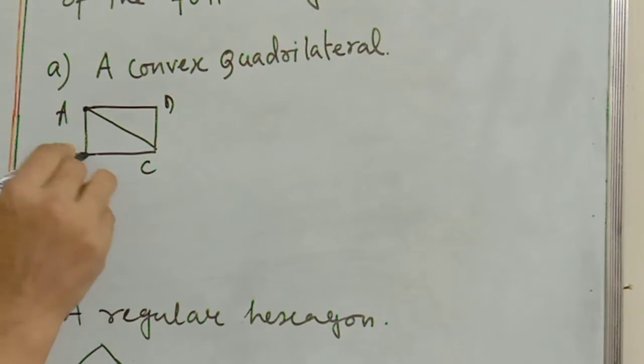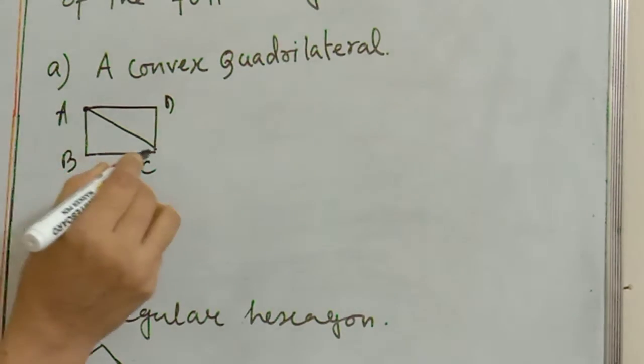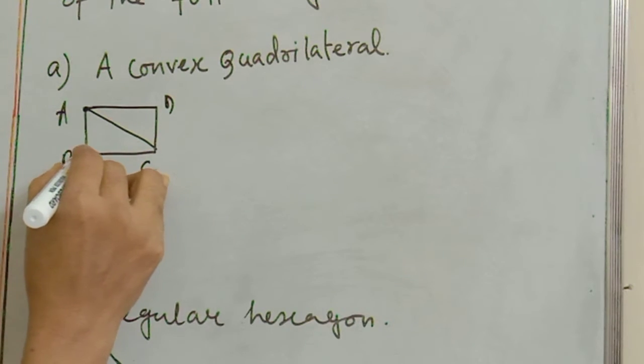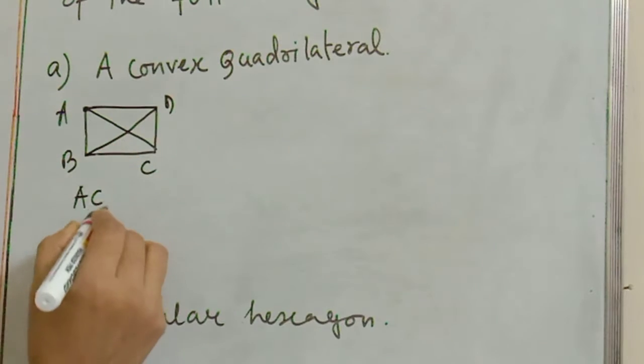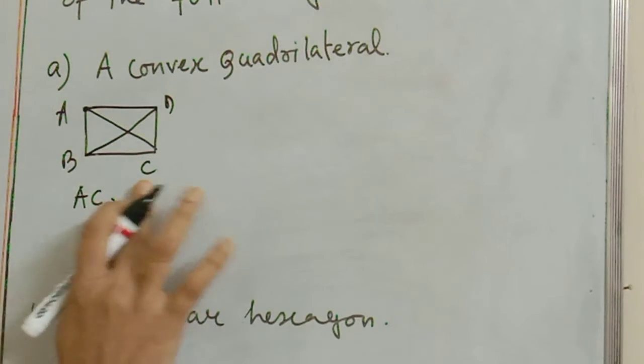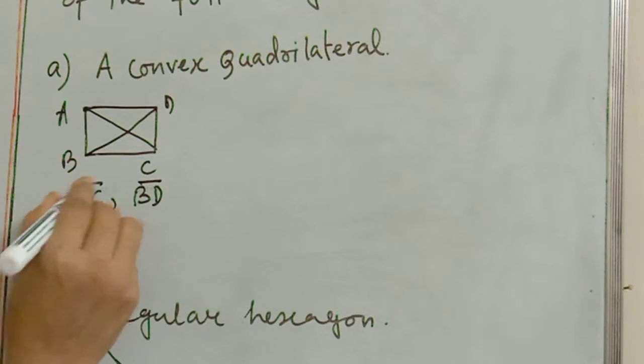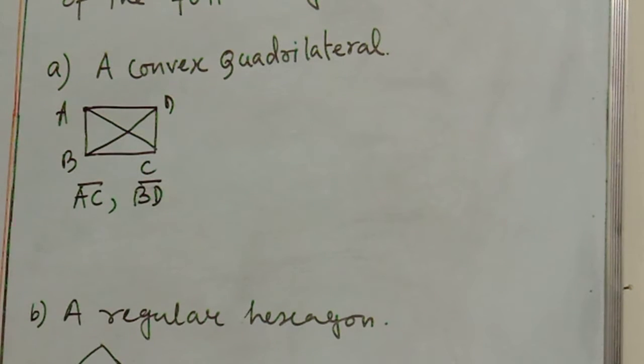And for vertex B, A and C are consecutive vertices, so only D is non-consecutive. So BD is the other diagonal. So how many diagonals can you draw here? Two diagonals.